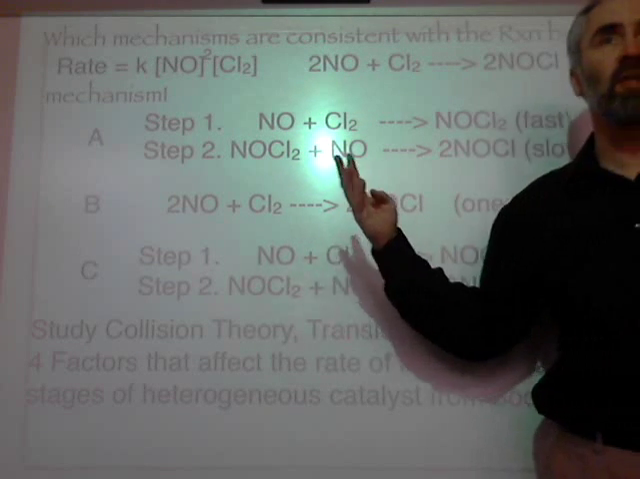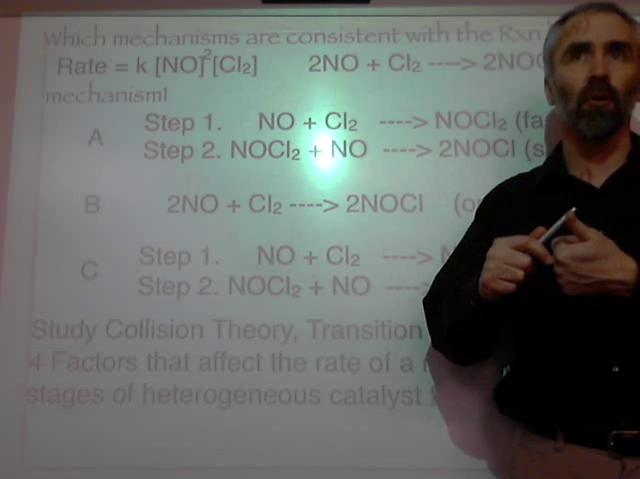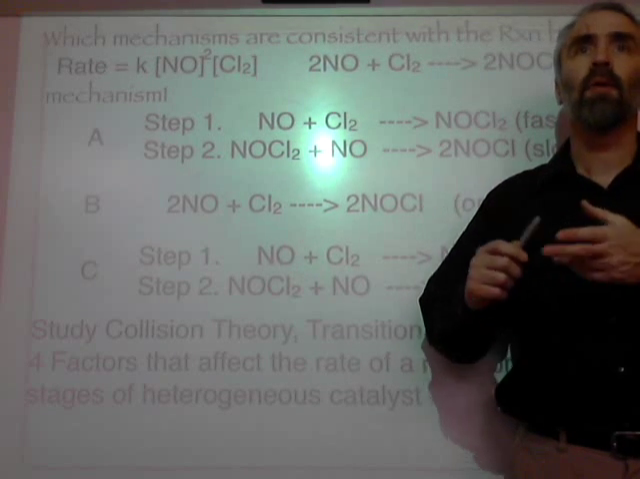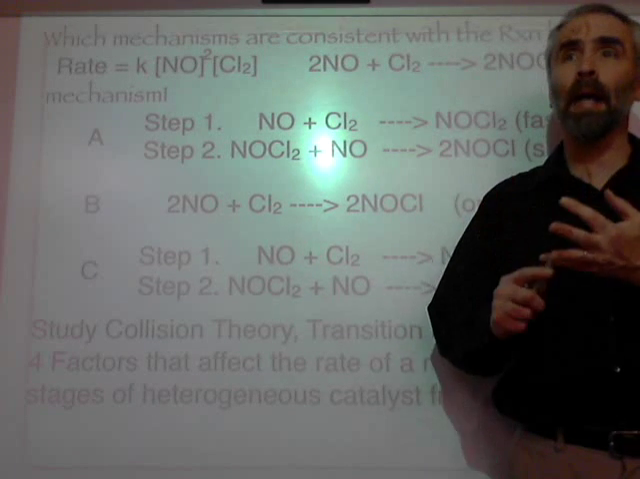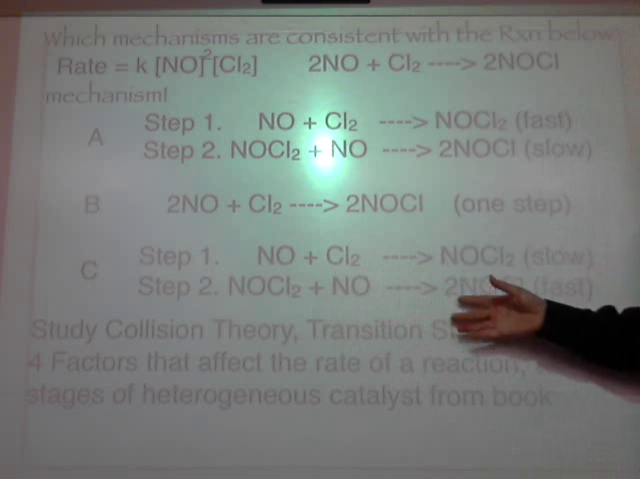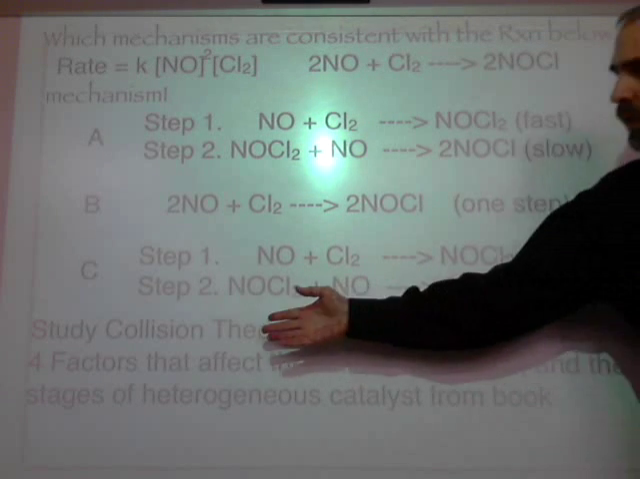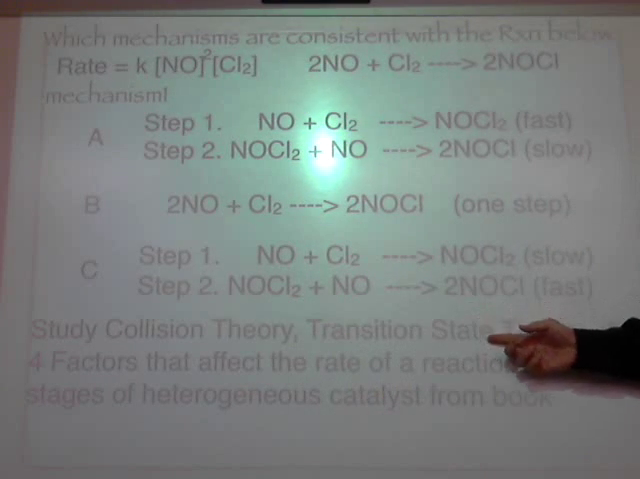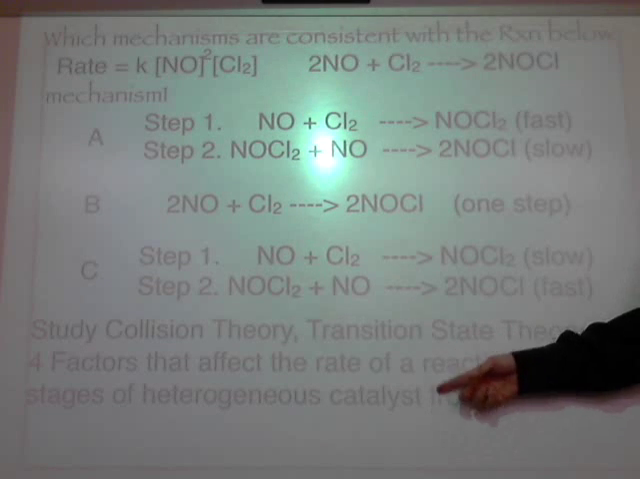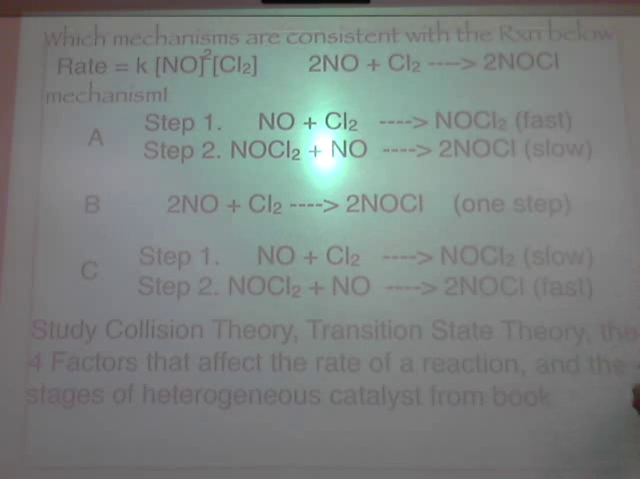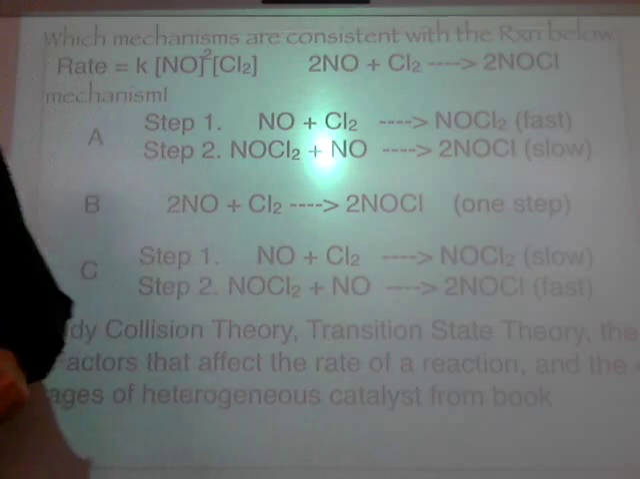If I want 4 different things, I want temperature, nature of the reactants, concentration, and catalyst, right? Okay, and you need to know about each of those things, just like you need to know about the collision theory and the transition state theory, and how a catalyst works, a regular catalyst, and how a heterogeneous catalyst works. The difference between them.